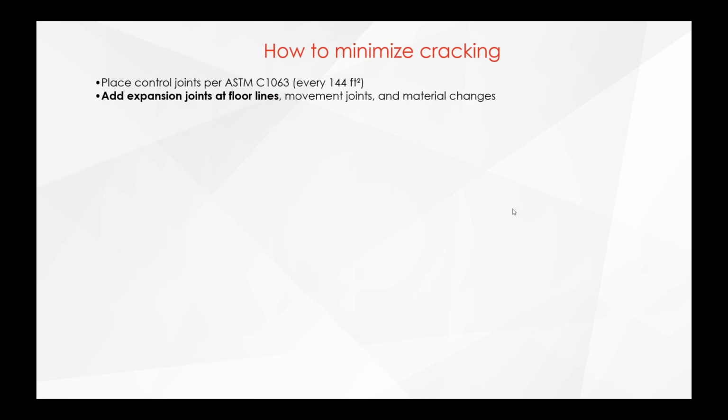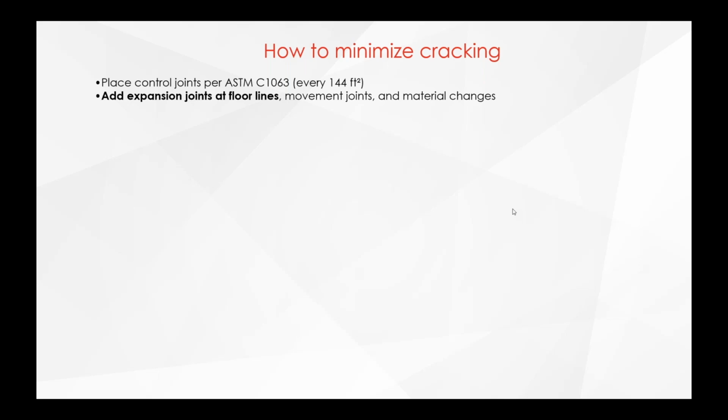Okay, so first off, you want to go per the code. In the code, it'll say that you've got to put control joints in, per ASTM C1063, basically every 144 square feet. There are different ways to do that, so you might want to do them off the corner of a window. You might have a different pattern that you want to do, but keep in mind that you're going to have to put them in. Generally, it's every 144 square feet.